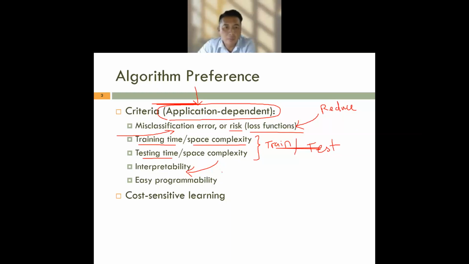So we will look into the ROC, receiver operator characteristic, in order to look at the performance of individual classifiers. Okay, and the fifth one is how easy it is for you to program them, how easy for you to reapply the algorithm for more testing.